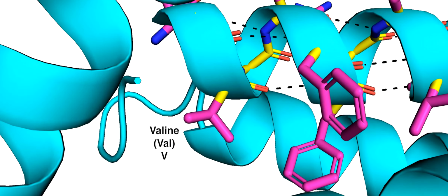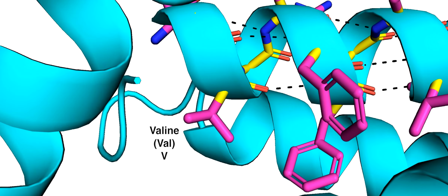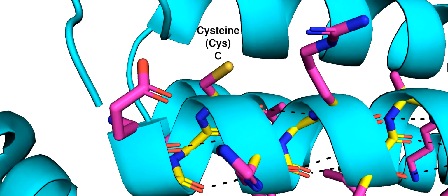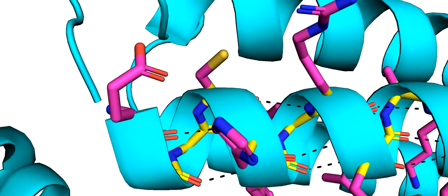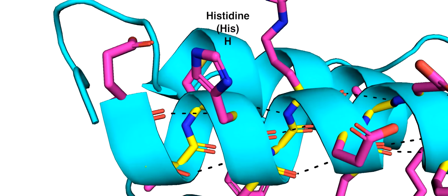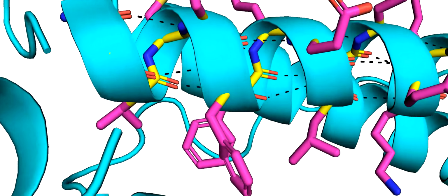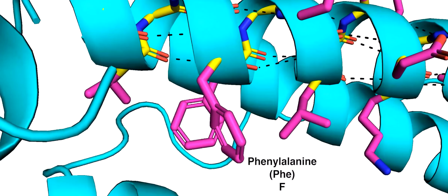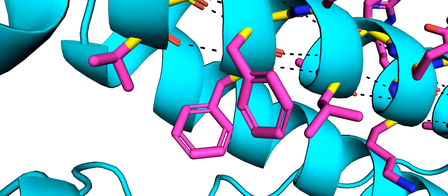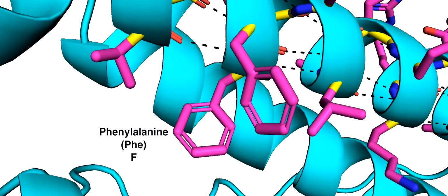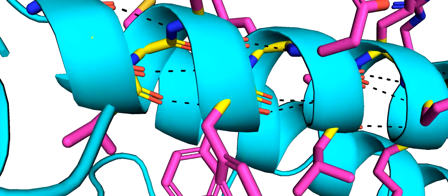So that's followed by a valine, as you can see here. And then on the other side, we have a cysteine. And that's followed by a histidine. And that's followed by a phenylalanine and another phenylalanine right next to each other.